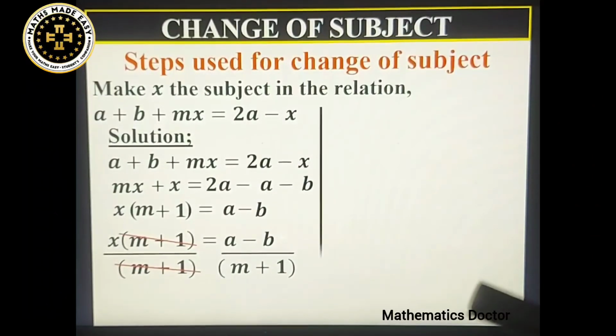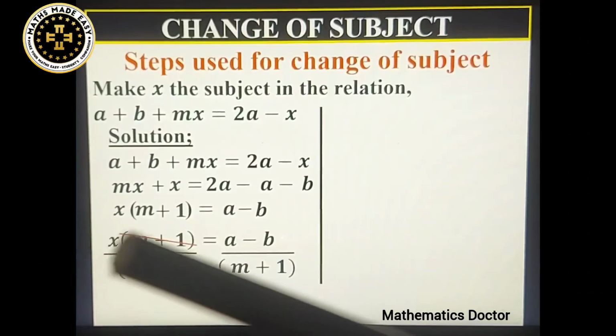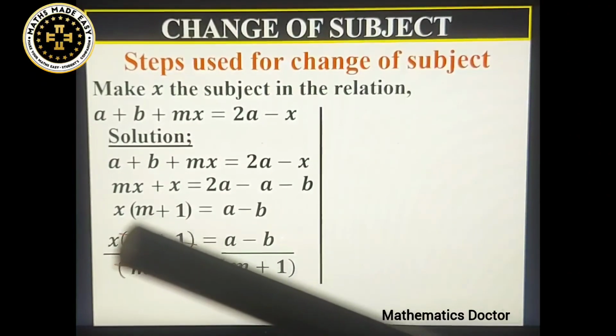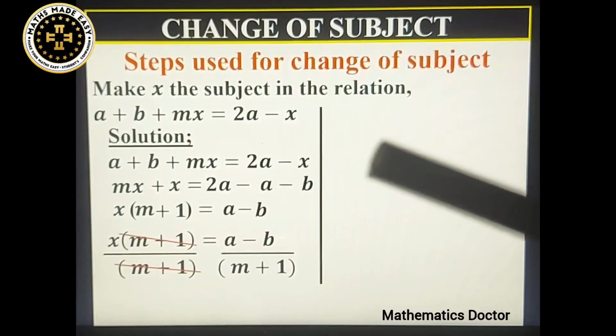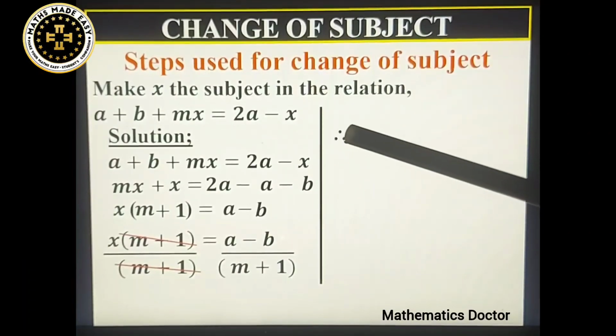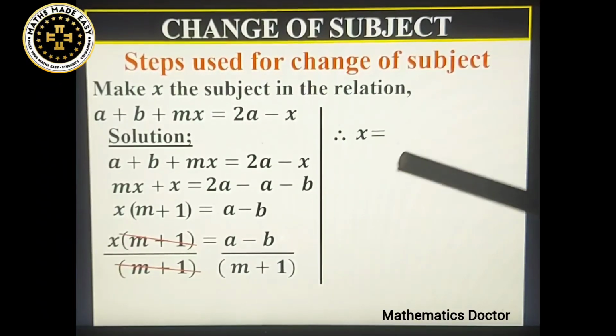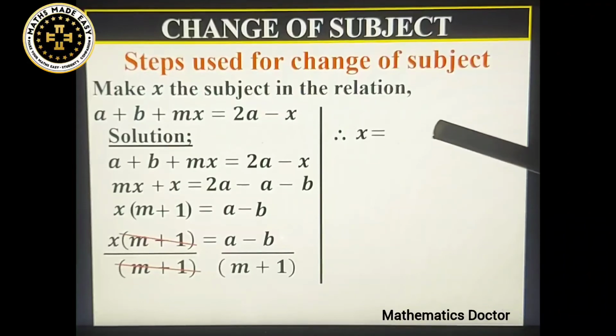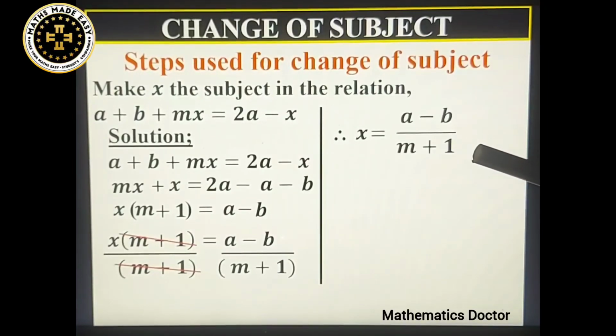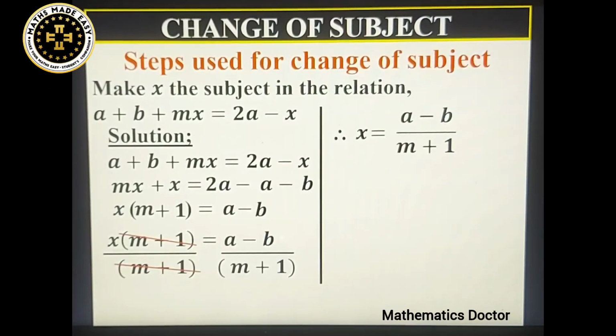Now let's go to the next stage. Since x remains at the left-hand side, we'll bring the x. So the x will come here. So x will be equal to the expression at the right-hand side, a minus b over m plus 1. So that is the final answer for this particular question. Therefore, x is equal to a minus b, all divided by m plus 1. That is the final answer.